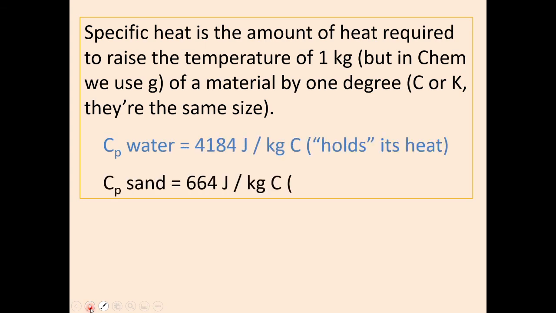Okay, this is just a comparison of the two. You can see how big of a difference it is. Water specific heat, 4,184 joules per kilogram degrees Celsius. Sand, way lower, 664 joules per kilogram degrees Celsius. This absorbs and holds heat way better than this.